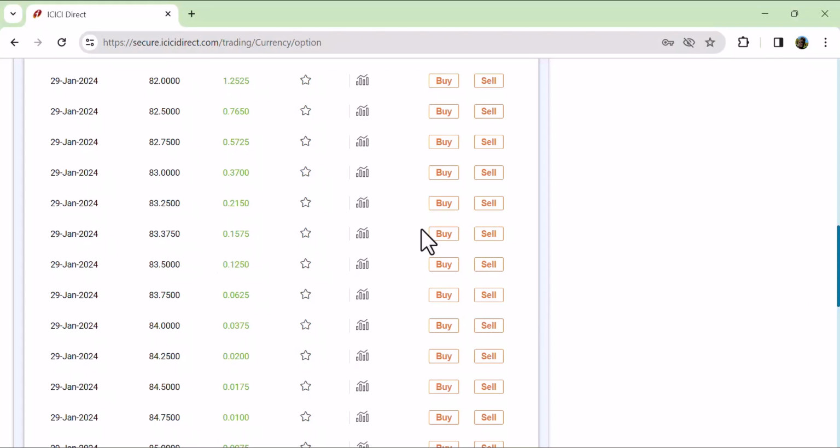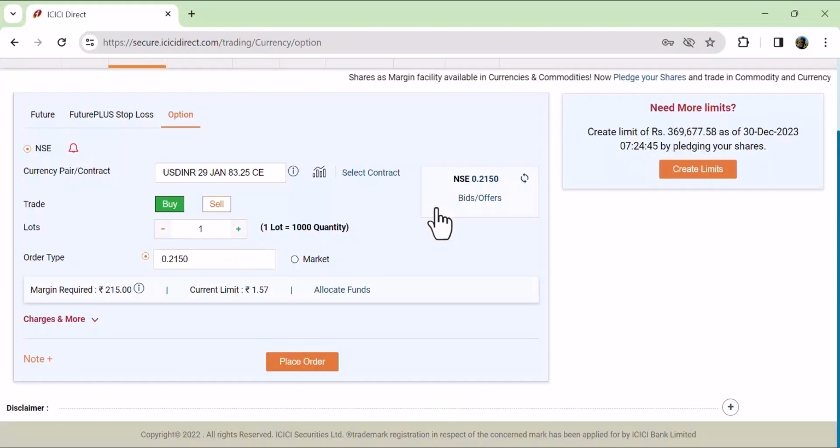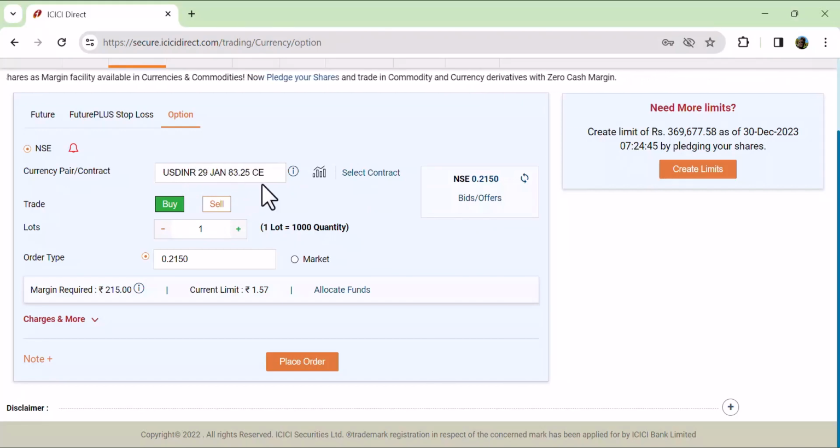Then you say I buy. So you choose something like 83 rupees 25 paisa, and you press the buy button. So you'll get this screen. The moment you get this screen, your contract name will be USD INR 29 January 83 rupees 25 paisa. C is the call, European option. So there are two kinds of options, European and American, and we follow European.